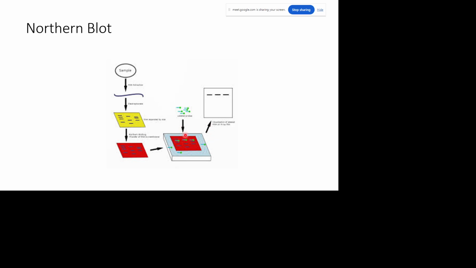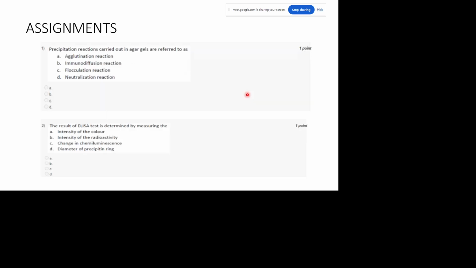So the probe will go and bind only to that particular region, and as the probes are radiolabeled, you can see the probes which are bound with the specific RNA molecule. Those RNA molecules can be visualized by autoradiography because they are bound with the radiolabeled probe, right? So that's how we can do northern blot to visualize your specific RNA molecule. Now we can go to the question answer session.